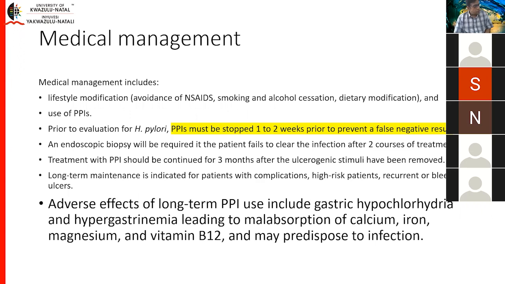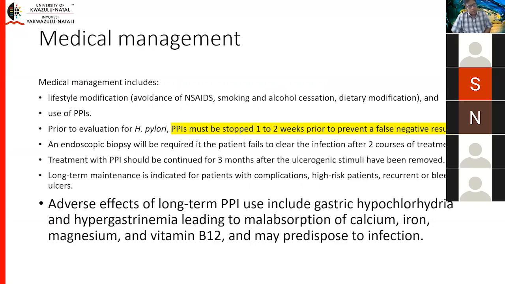Right, moving on to medical therapy. So what can we advise the patient on? Lifestyle modification is very important. Avoidance of non-steroidals, stop smoking, decrease or stop alcohol ingestion, and dietary modification. Right, these lifestyle modifications are not going to cure the ulcers, but they are going to reduce the symptoms. Right, we can also give the patient a course of PPIs.